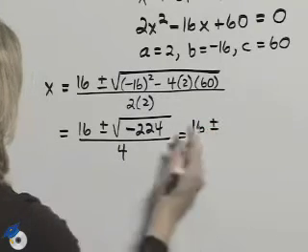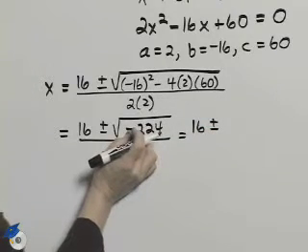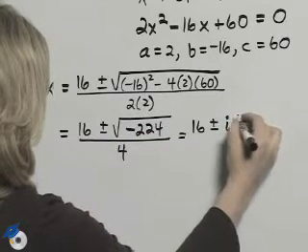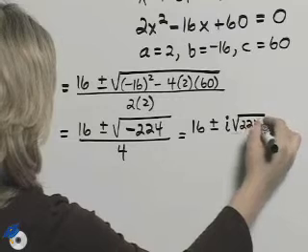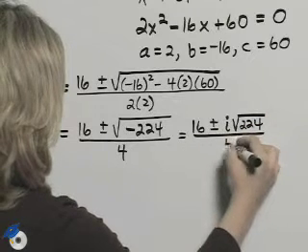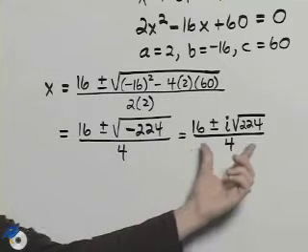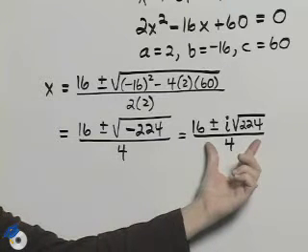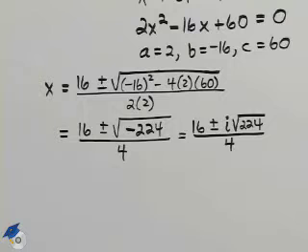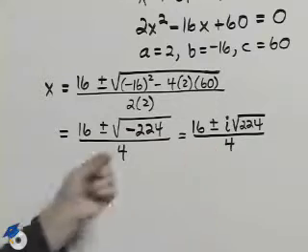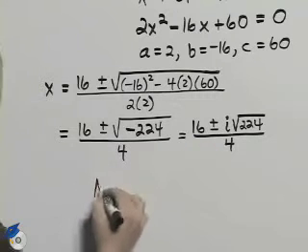Now notice there's a negative underneath the radical, and we know that that means that we can write this as i times the square root of 224 all over 4. Now at this point, we recognize that this is an imaginary number. Remember that the solutions to systems have to be real numbers. This is not a real number, so that indicates that there is no real solution to this system.